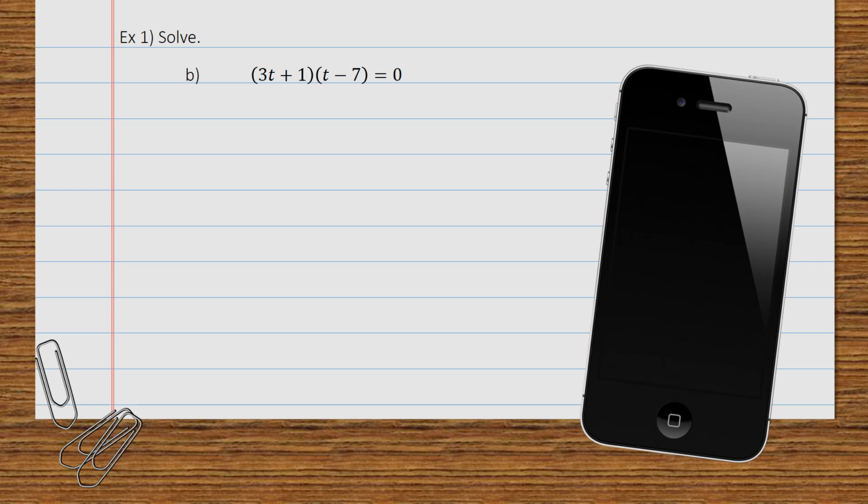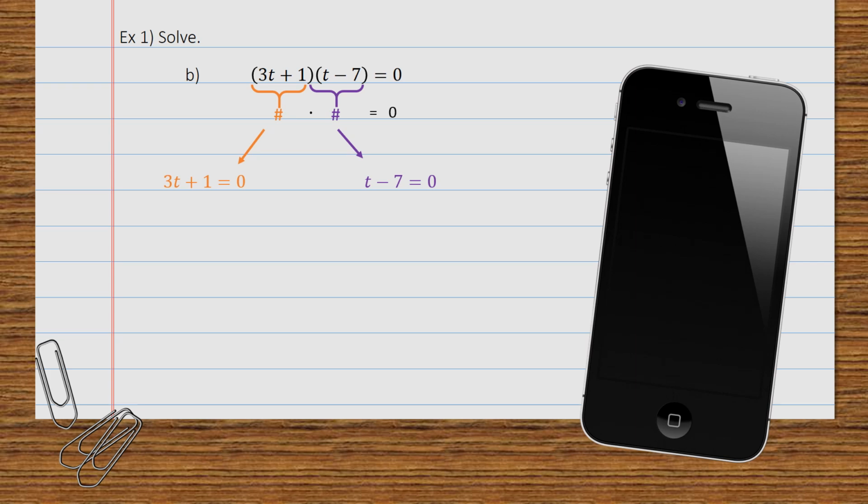Example 1b. We have (3t plus 1) times (t minus 7) equals 0. So again, look at this as some number, and this is some number. And so we do have it of the form some number times some number equals 0, which means one of those numbers has to be 0 in disguise. So the first number, we pull it aside and we write it as 3t plus 1 equals 0. Or we take the second number, t minus 7, and set that equal to 0. Now we have our two mini equations, and now it's time to solve.